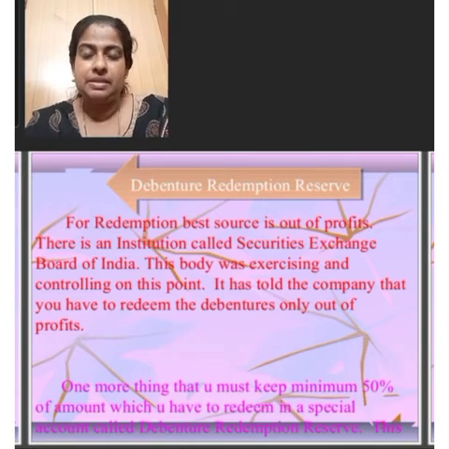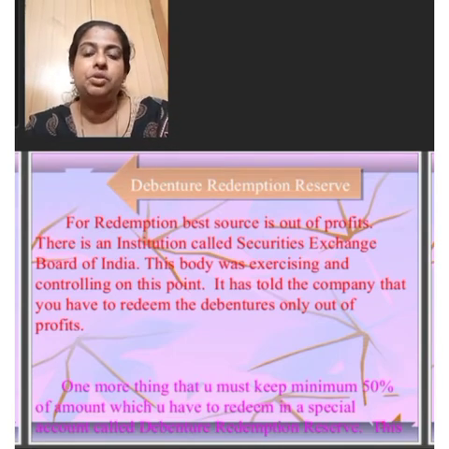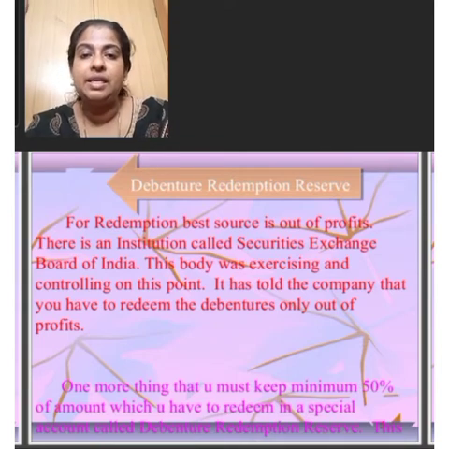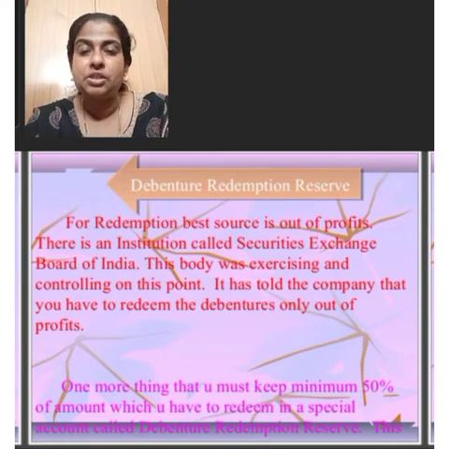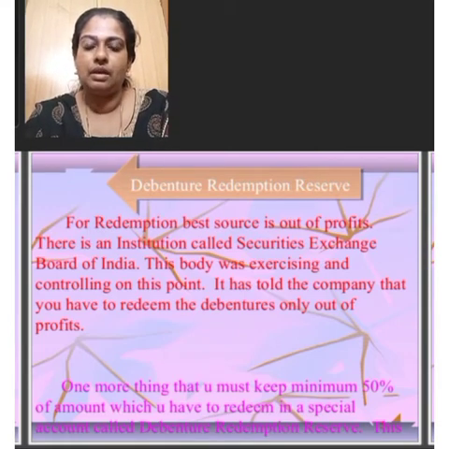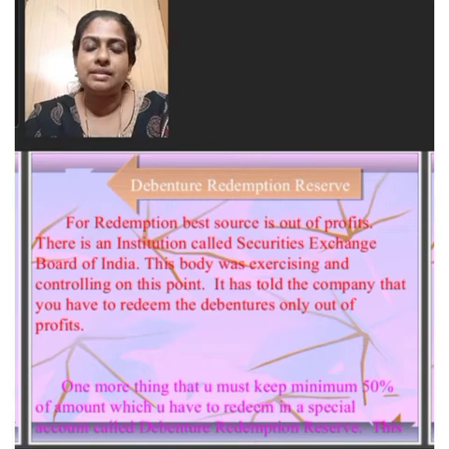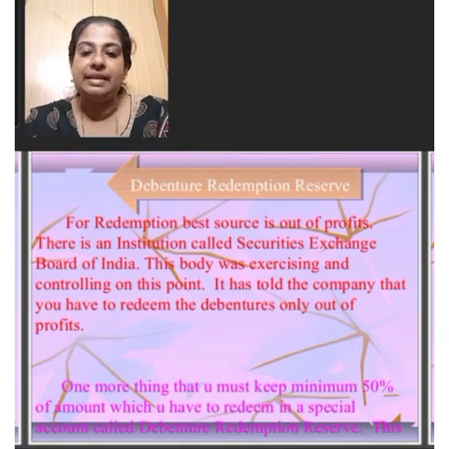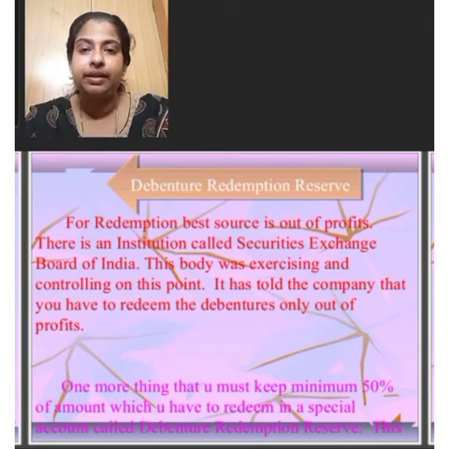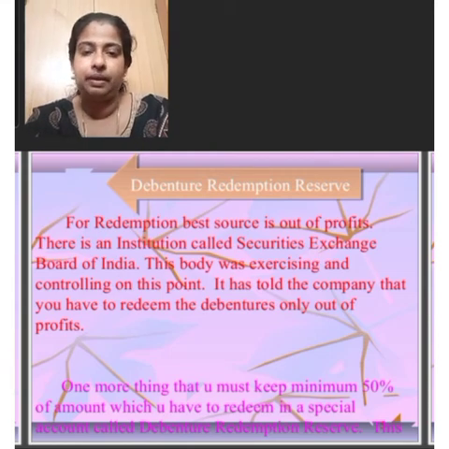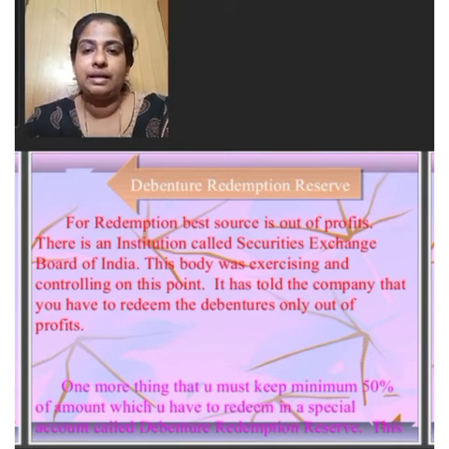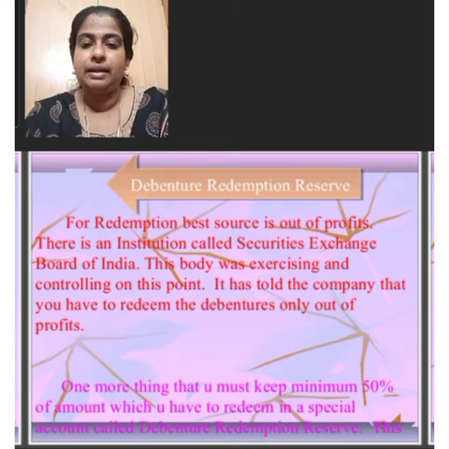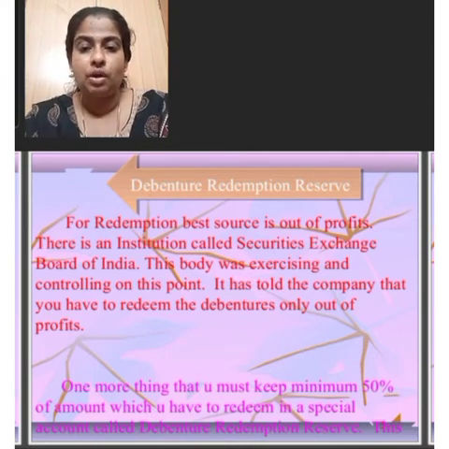For redeeming debentures out of profits, we should create a reserve. That reserve is known as debenture redemption reserve. For redemption, the best source is out of profits. There is an institution called Securities Exchange Board of India, that is SEBI. This body was exercising control on this point. It has told the company that you have to redeem the debentures only out of profits.